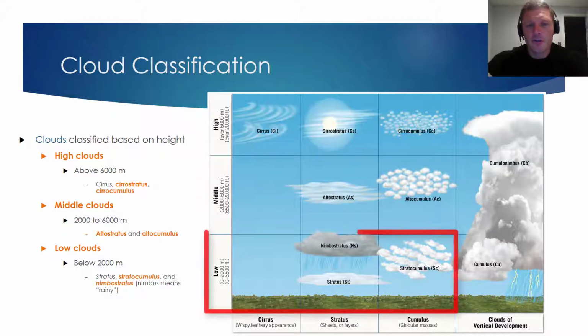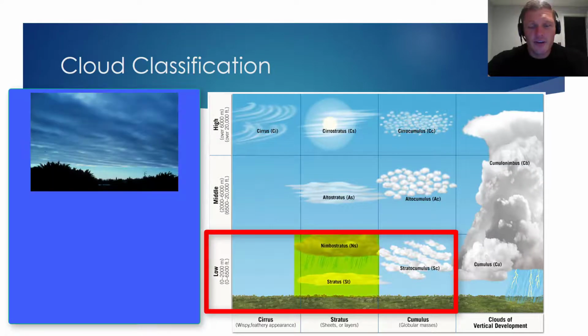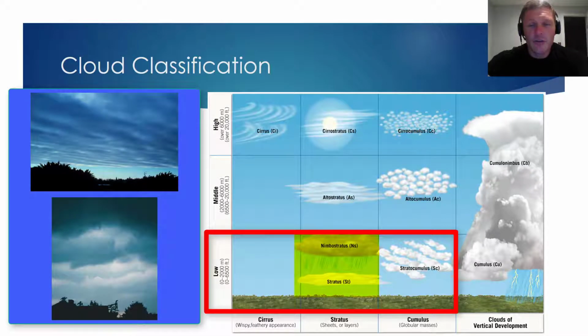Now let's shift our attention to the low clouds, and the low clouds will be the types that occur closest to Earth's surface. We have two types of stratus clouds that are going to be classified as low height clouds. The first one is named stratus, the second one is named nimbostratus. The only difference between those two types of clouds is that one produces rain and the other doesn't.